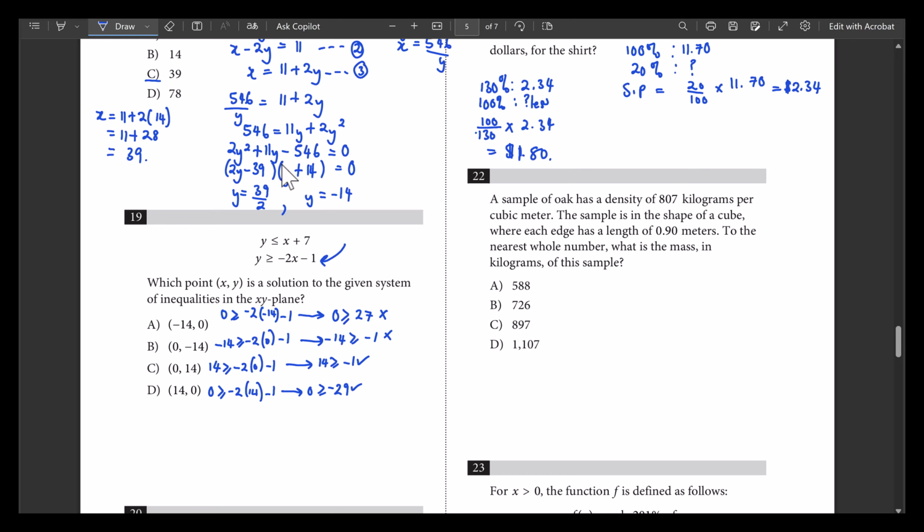Now we have two answers that are correct, so we're going to use inequality number 1. For part C, our y is 14. 14 is less than or equal to, for x we're going to put 0, so 0 plus 7 is 7, and this is incorrect. 14 is not less than 7. And then for part D, our y is 0, and we're saying 0 is less than or equal to, x is 14. 14 plus 7, that is 21, and this is correct because 0 is less than or equal to 21. Hence our answer is D.